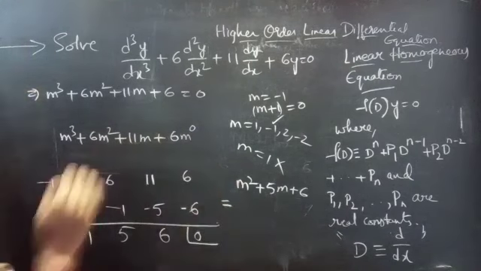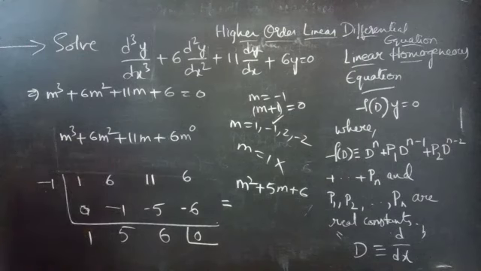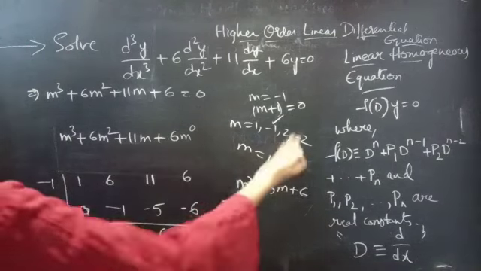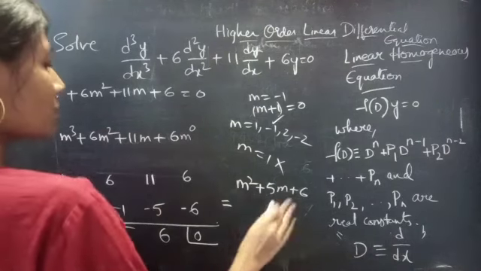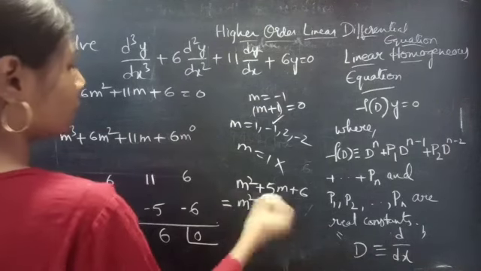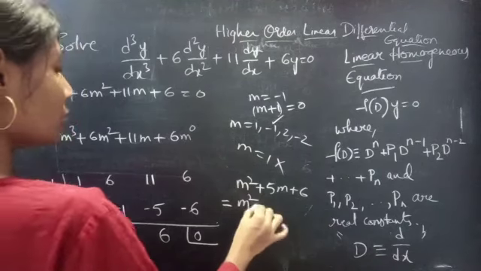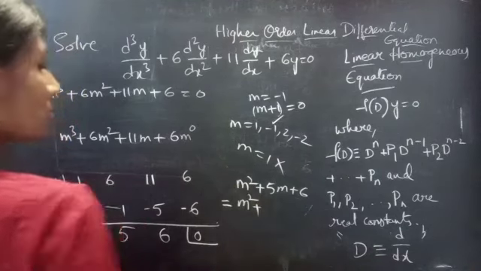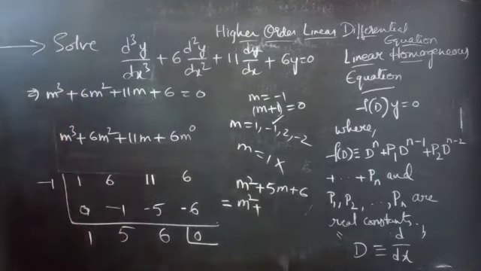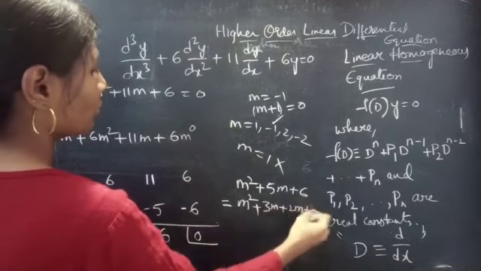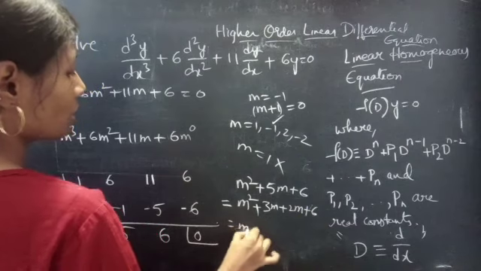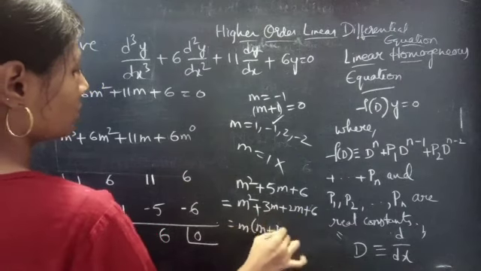So here, either you can use factorization to find factors or you can check like this. Okay, it's up to you. Now, I'll just find the factors using the factorization method. m square plus 3m plus 2m plus 6 is equal to m times m plus 3.